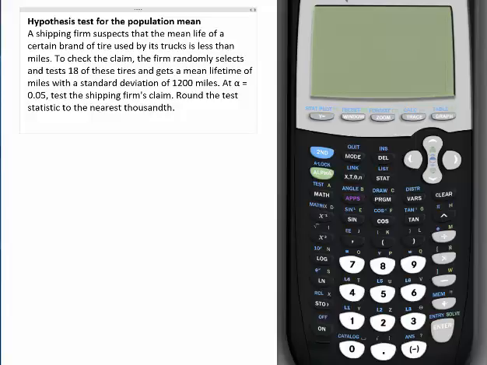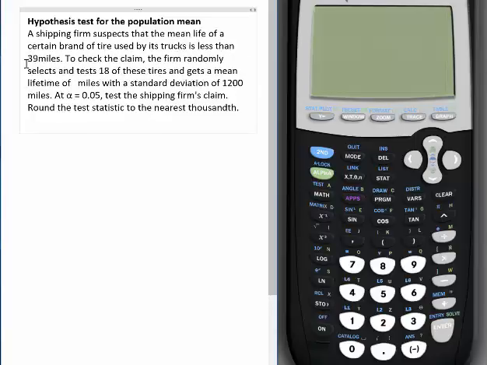A shipping firm suspects that the mean life of a certain brand of tire used by its trucks is less than 39,000 miles. So I don't see the 39,000 here. Let me just type it in.